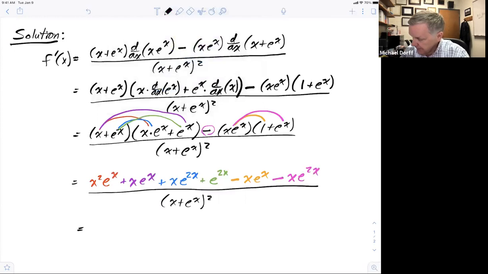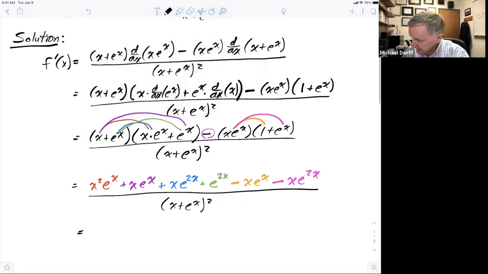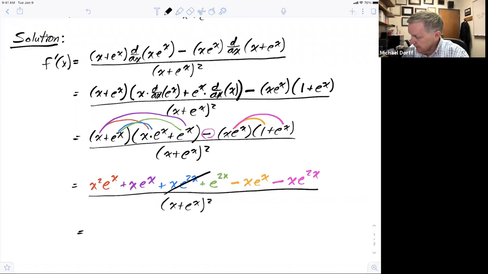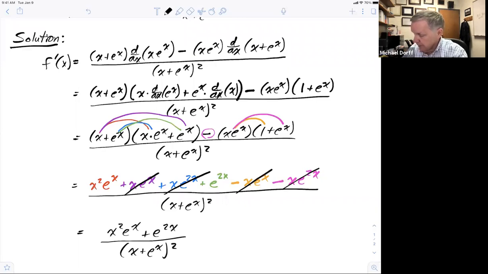All right, so let's see. Can we cancel anything out at this time? Yes. So this x e to the 2x cancels out with a negative x e to the 2x, and the x e to the x cancels out with a negative x e to the x. So that will give me then an x squared e to the x plus e to the 2x on the top divided by x plus e to the x squared.